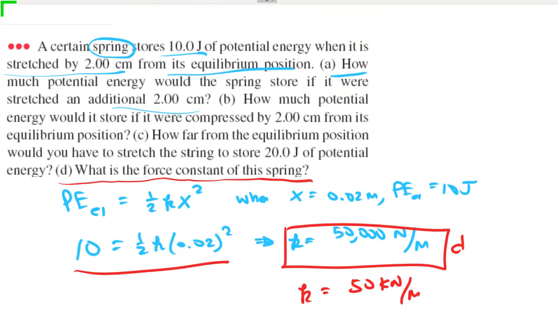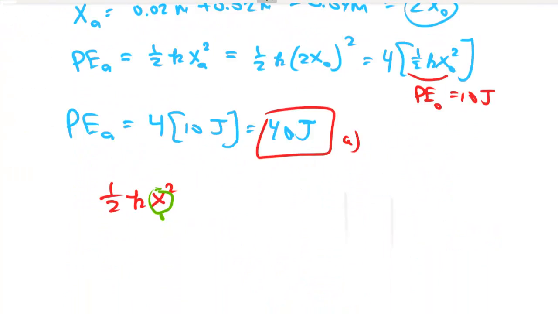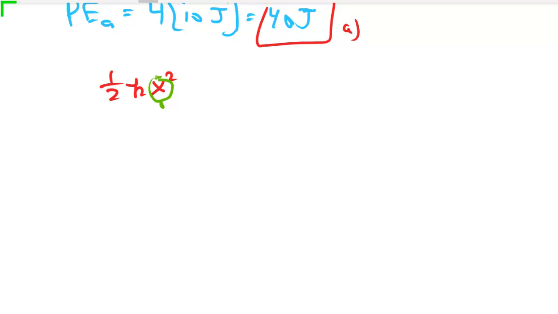Then part B: how much potential energy would it store if it were compressed by 2 centimeters instead? Okay, so now it's going to be compressed. What we can do is say that for this case, xc is equal to a compression, so that's going to be negative. It's negative 2 centimeters, which is just negative how much it originally was stretched, so negative x naught.